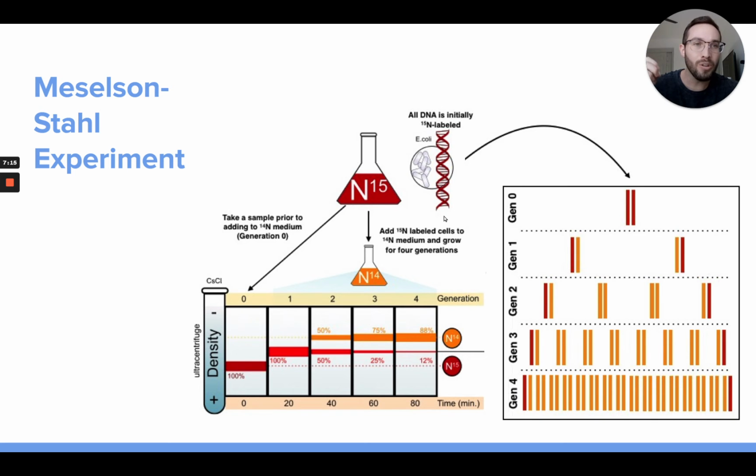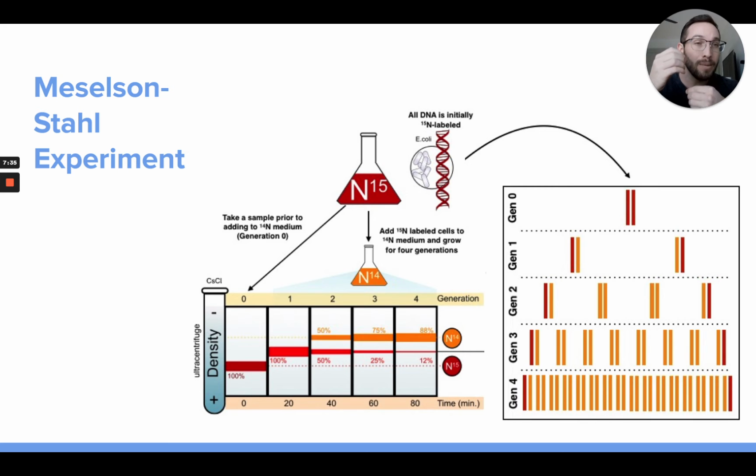And then they're going to take those DNA molecules that have the heavy nitrogen, and they're going to let them replicate in a medium that only has the light, normal nitrogen. And so if they replicate, any new DNA that's being made is going to have to use the lighter version of nitrogen.